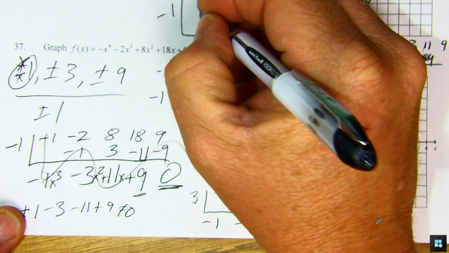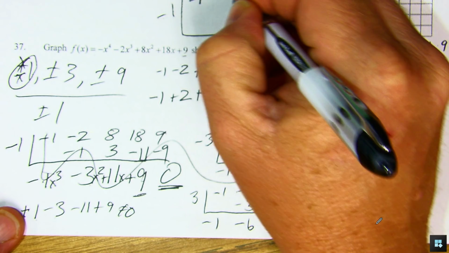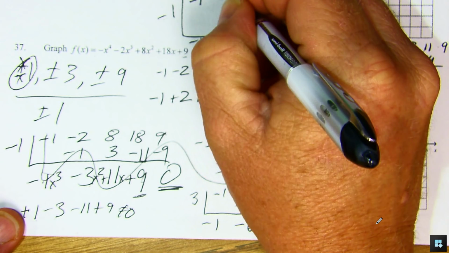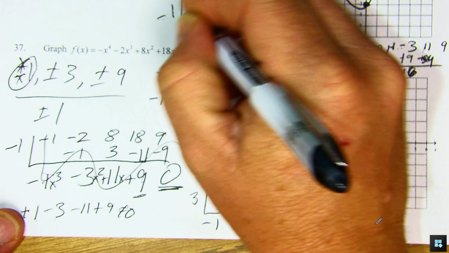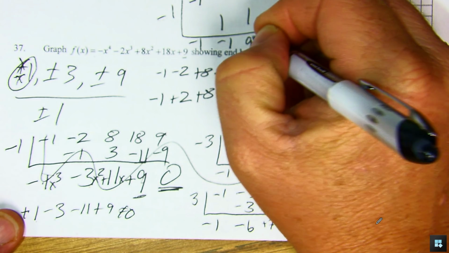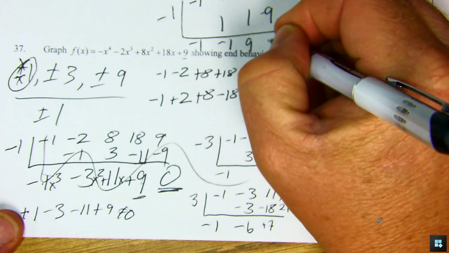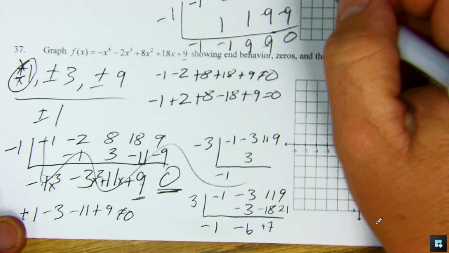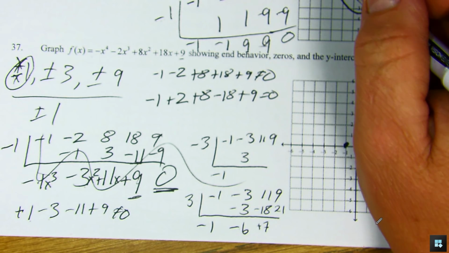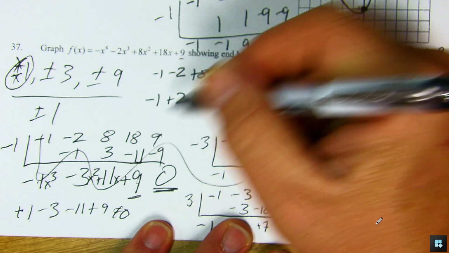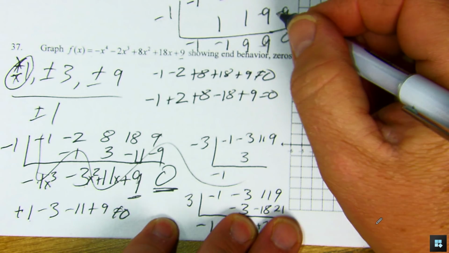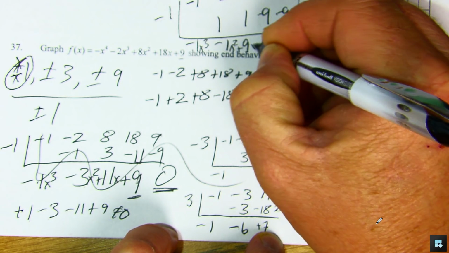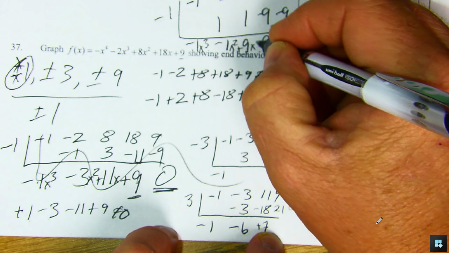Negative 1 goes into negative 1, negative 2, 8, 18, and 9. Drop the negative 1. That's a 1. That's a negative 1 again. That's a 1. That's 9. That's 9. That's 0. That was weird. Okay. This is better. Right here, that should have been 7. I should have caught that earlier. My bad. So here, this is x cubed minus x squared plus 9x plus 9.